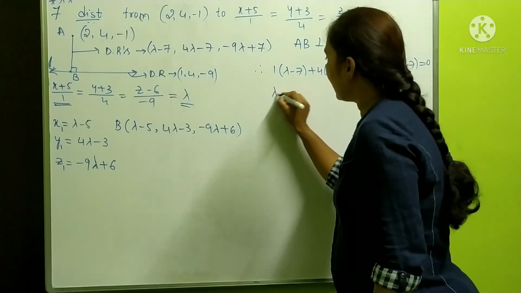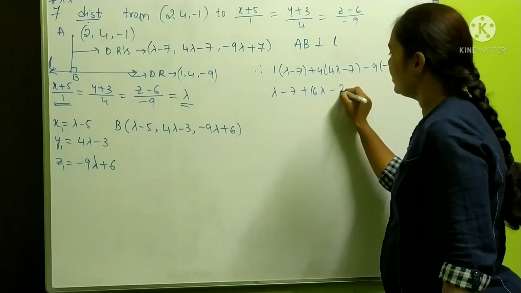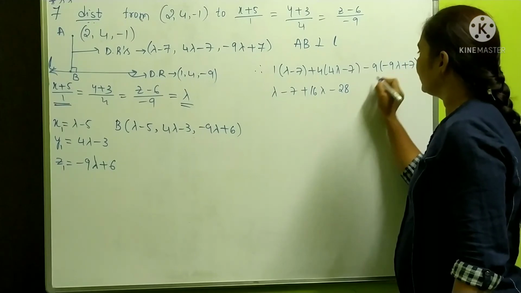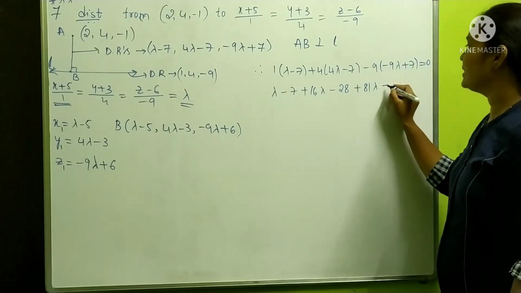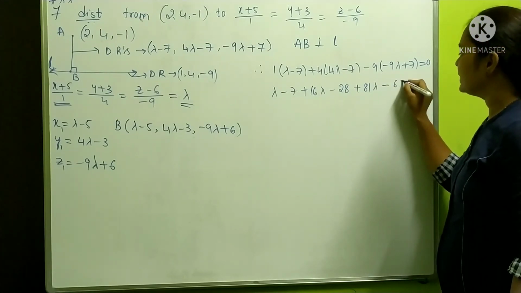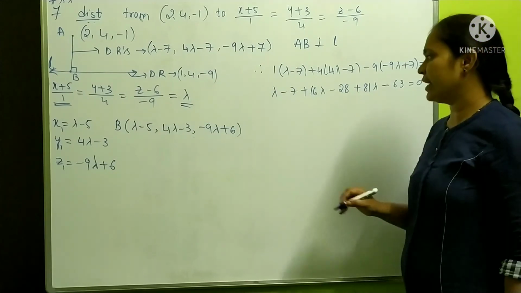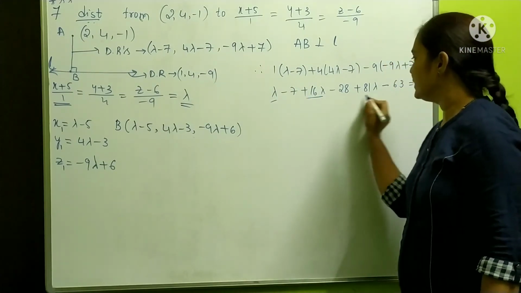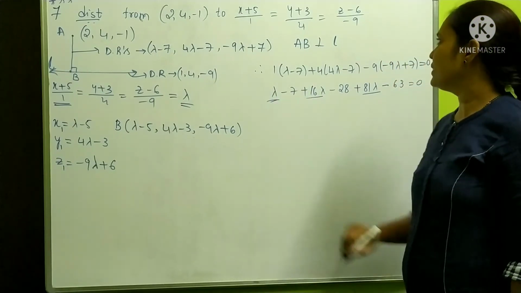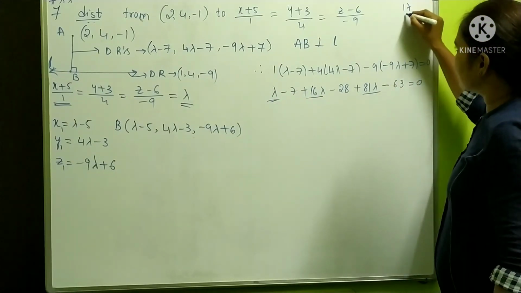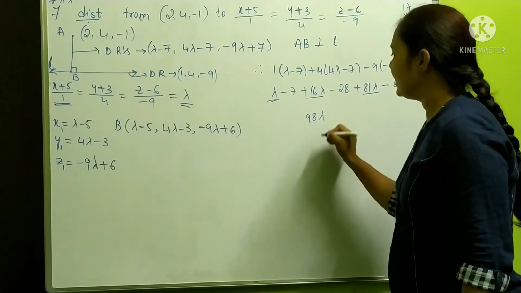So this is lambda minus 7 plus 4 fours are 16 lambda minus 28, minus into minus plus 9 nines are 81 lambda minus 7 into 9 is 63 is equal to 0. We are interested in finding lambda actually. So lambda, this and this, you can add these two. So how much it will be? 16 plus 1, 17. So it is 17 and 81. 7 plus 1 is 8, 8 plus 1 is 98 lambda.